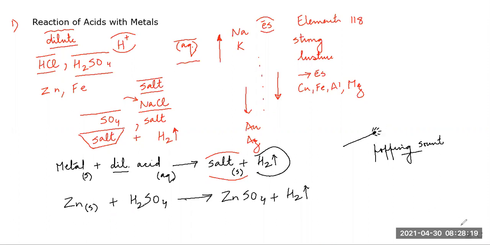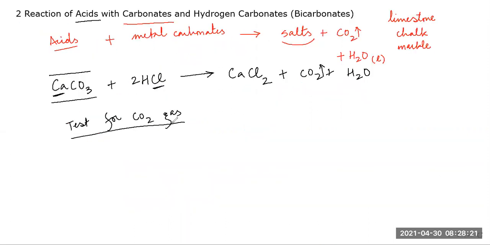So here, how are you sure that carbon dioxide gas is produced? When carbon dioxide gas is produced, it is passed through lime water. All right, students? What is lime water? Lime water is CaOH2. This is calcium hydroxide. It's a base. Whenever you have this hydroxide, it's a base.